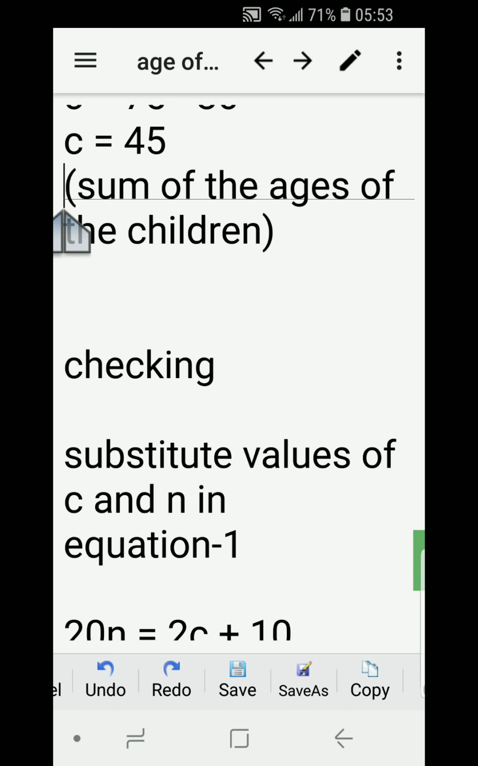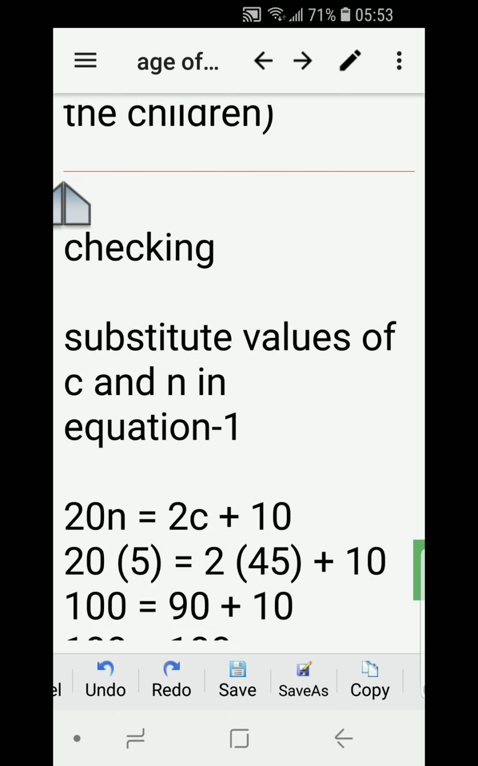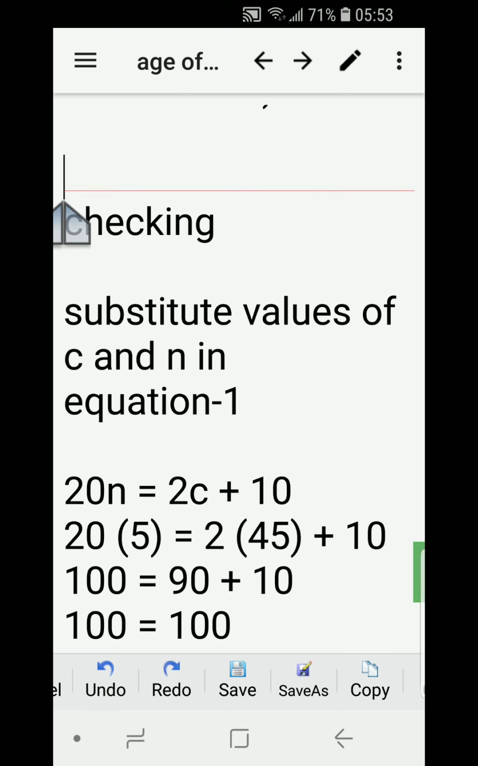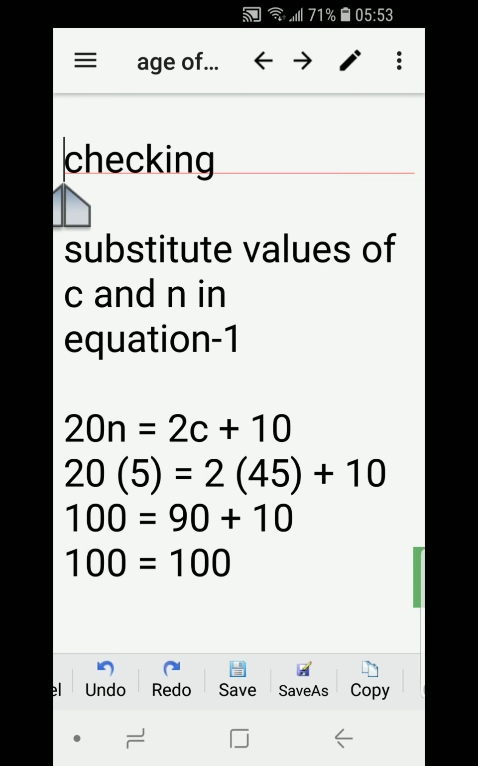And we check by substituting both values that we now know, both c and n, in equation 1. We have 20n equals 2c plus 10. Substituting n and c, 20 times 5 is equal to 2 times 45 plus 10. 100 is equal to 100. Both sides of the equation are equal.